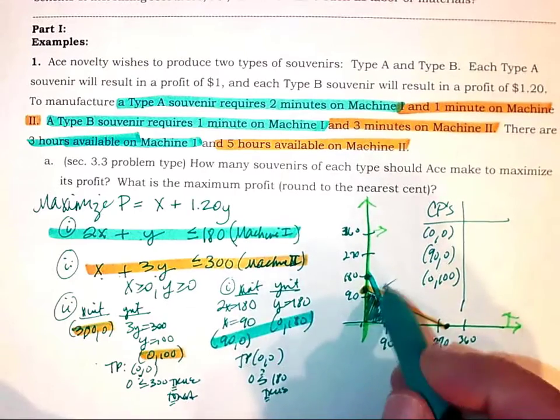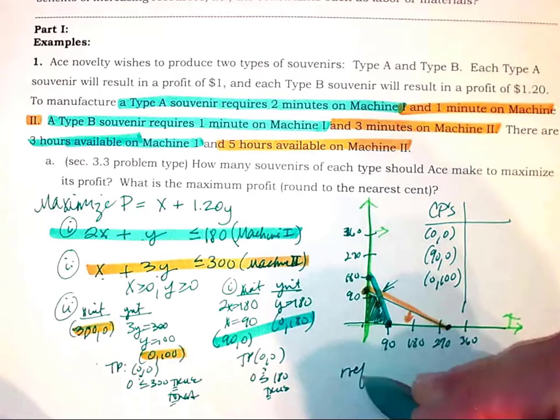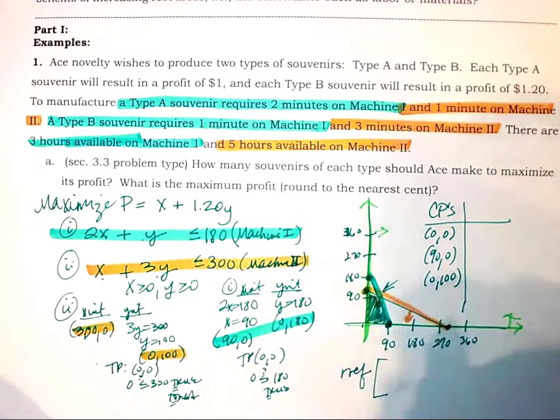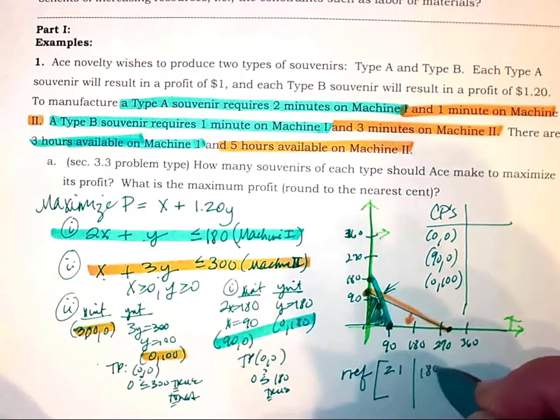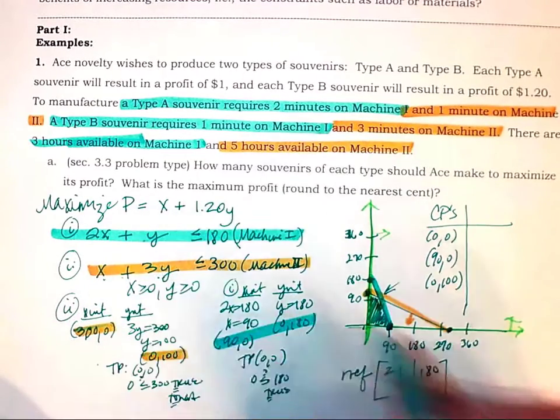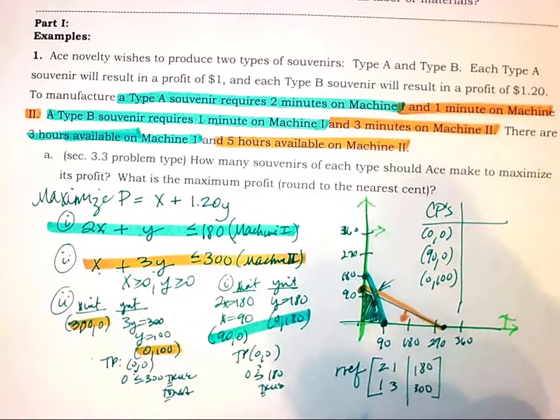Alright, so let's see, we need one more corner point. That's that intersection right there, and we can do an RREF to get the intersection of that system. So we got 2, 1, and 180. And then we've got 1, 3, and 300. And we can do RREF of that. So grab your calculator.